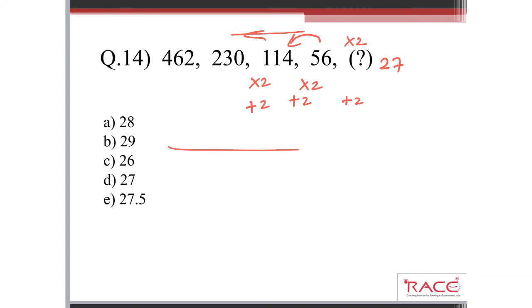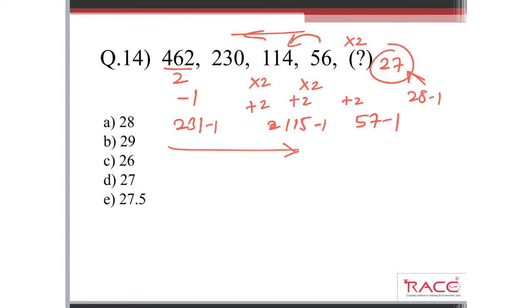From this side if we solve it, divided by 2, okay, minus 1, 231 minus 1, okay, divided by 2, 115 minus 1, divided by 2, 57 minus 1, divided by 2, 28 minus 1. Again we have the same answer. So this totally depends on you in which way you are comfortable. Okay, so in both the cases answer will be option D.